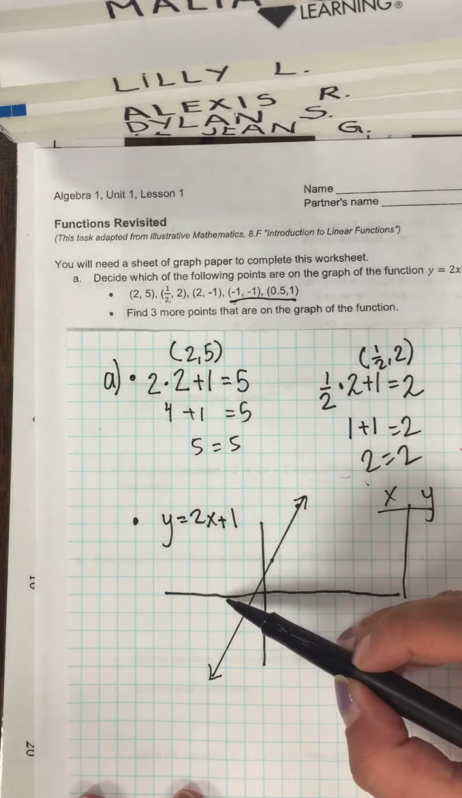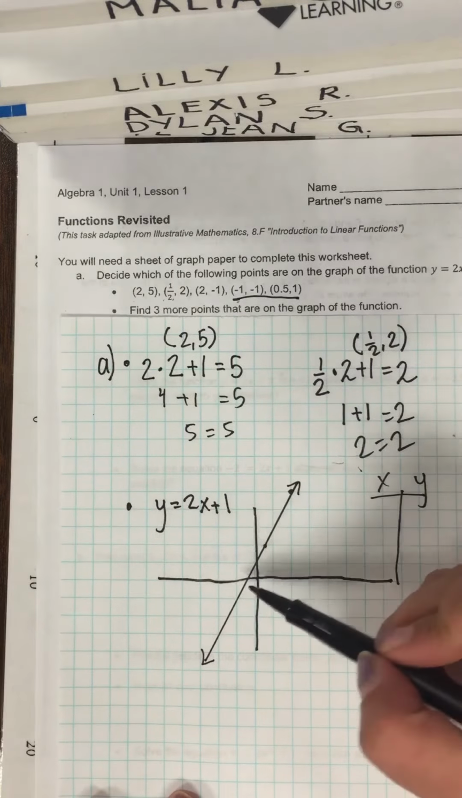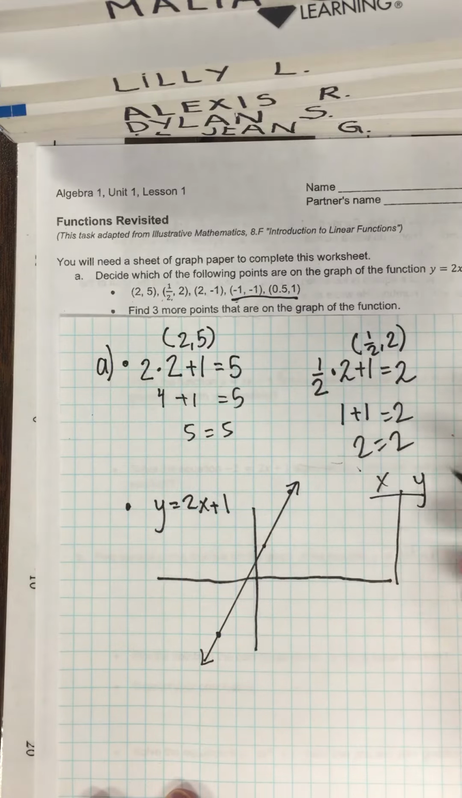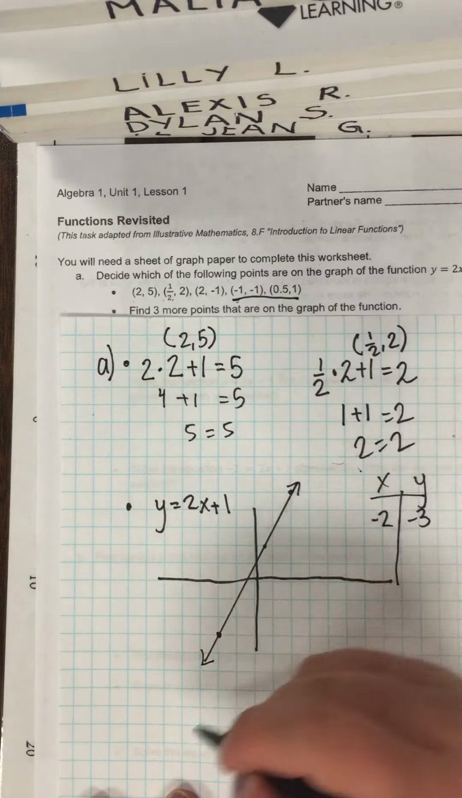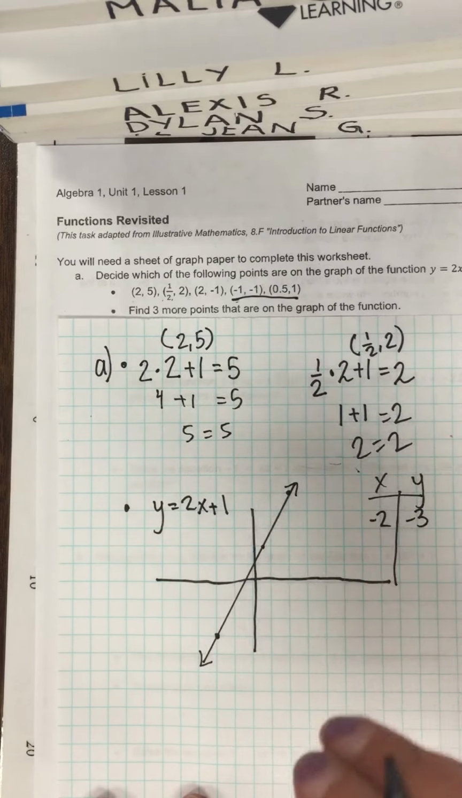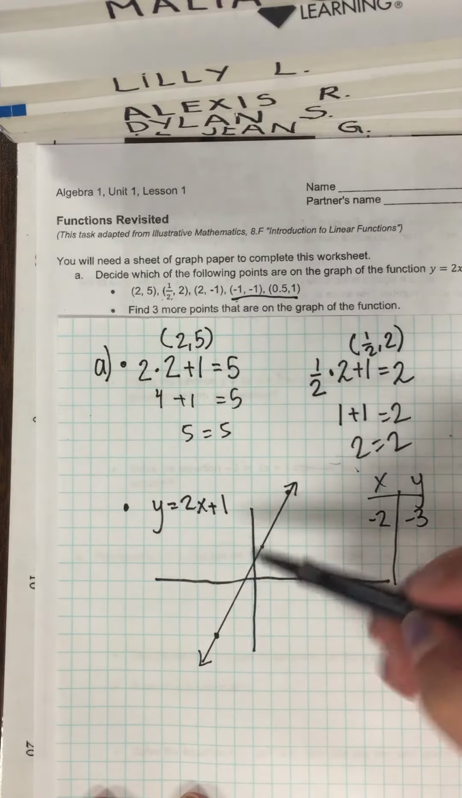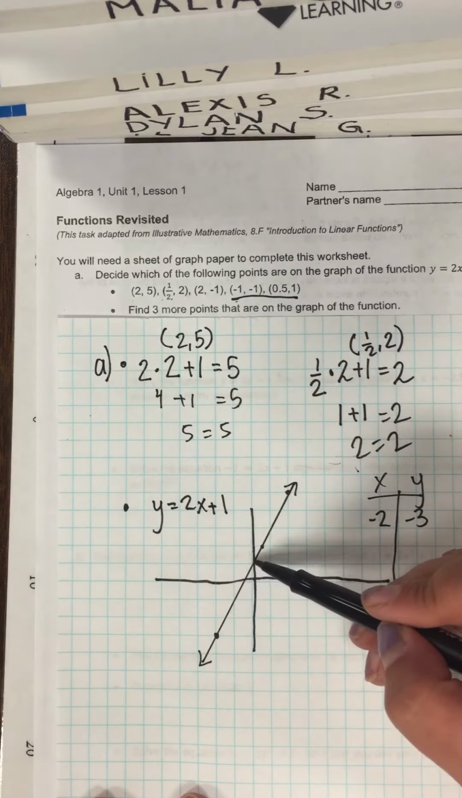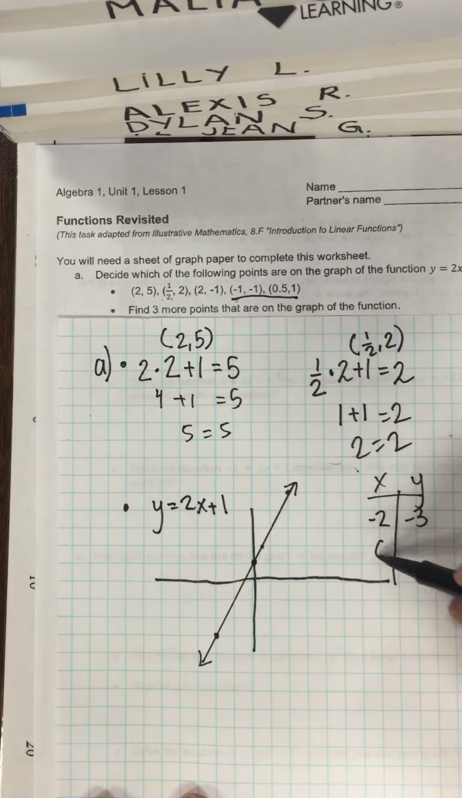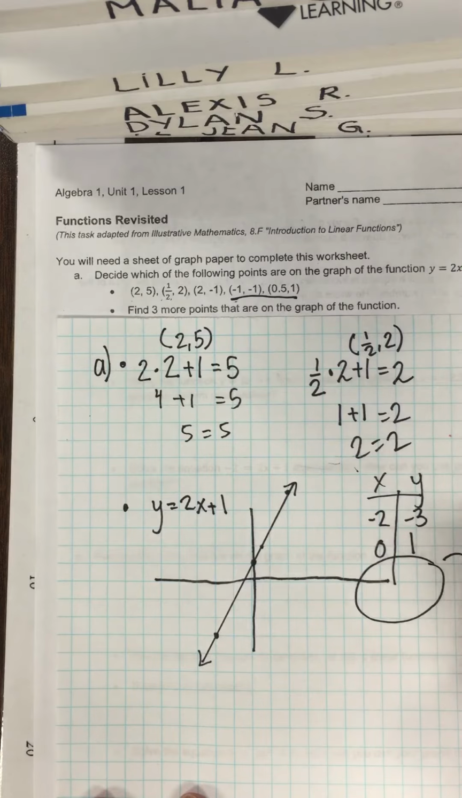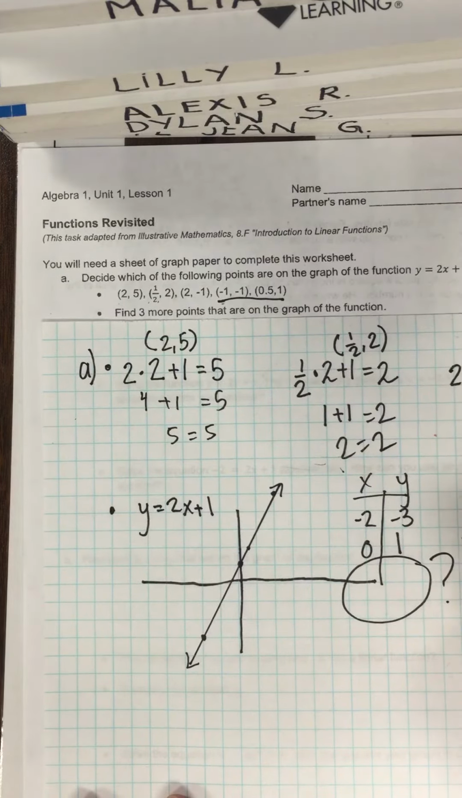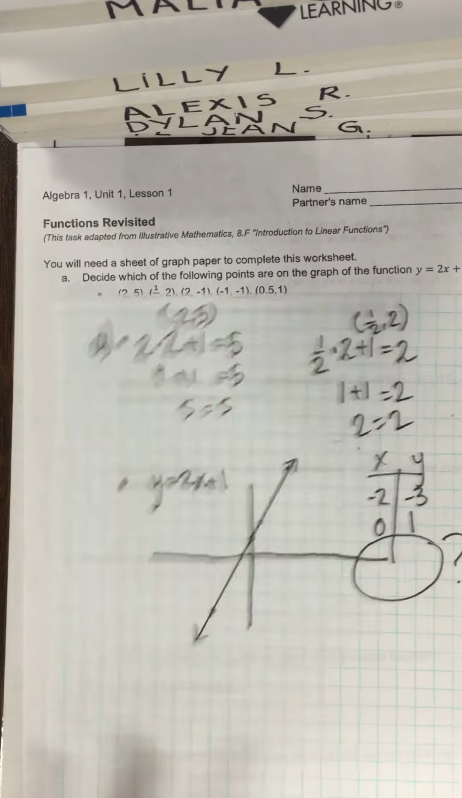Select 3 points that are on there that are not already selected. For example, (-2, -3) is on there. When I say the word "on there," it's on the line. Another one that is on the line is (0, 1). 0 is x, 1 is y. I'm going to leave this third one your responsibility. That is your responsibility, okay? All right.